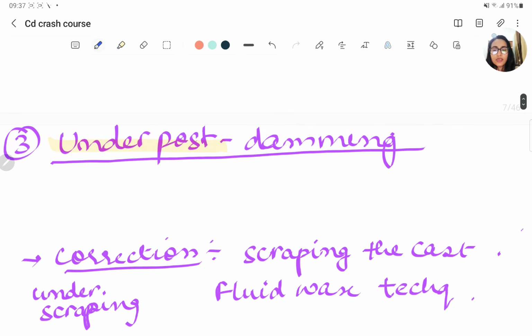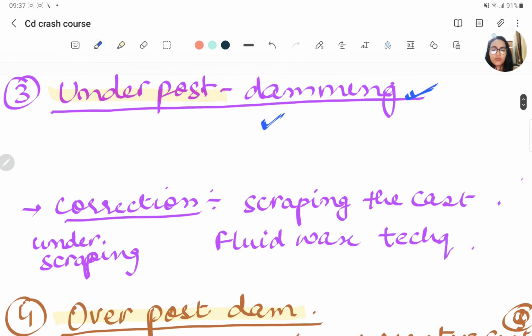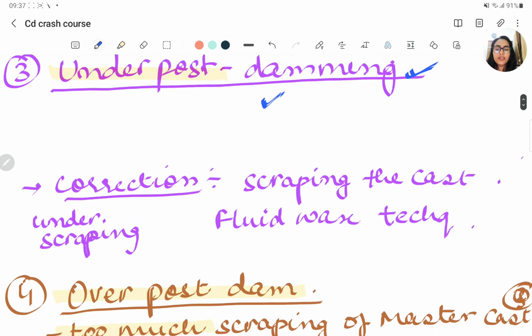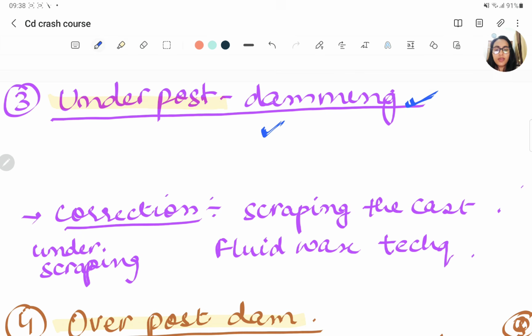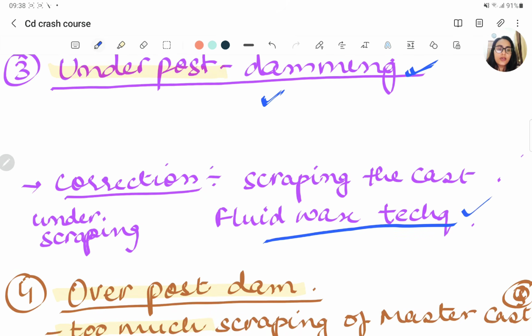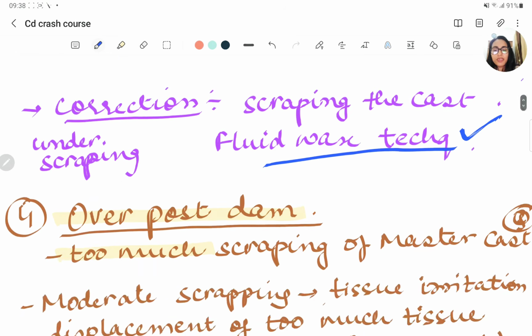Under post damming is, see, when the patient opens the mouth wide, in that case there is under post damming. So check with a wet denture. If there are bubbles, that means under post damming is there. That means there is some air, there is no tight seal. So you scrape the cast more and then make it thick posteriorly, right? That is how you correct the under post damming. That is because of under scraping. You have not scraped the cast enough. Use the fluid wax technique so that with the wax you can record the PPS nicely.